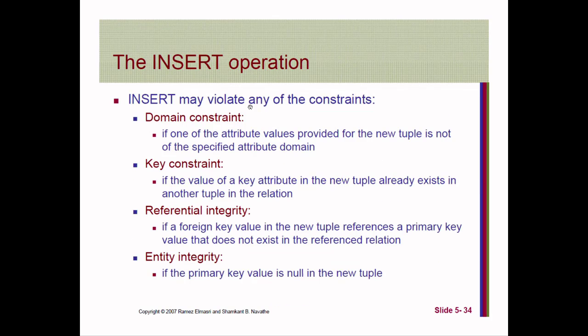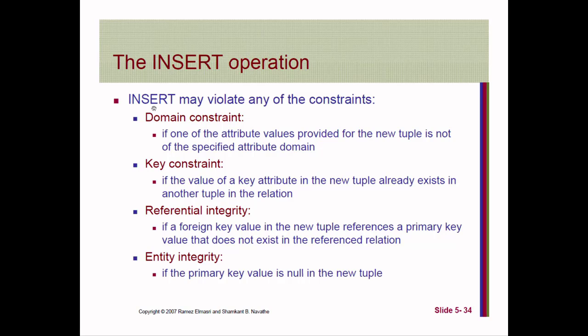So therefore, insert operation may cause a violation of all 4 constraints. So now what should the DBMS do if the insert operation is causing such a violation? The DBMS should simply cancel that insert operation, meaning the insert operation will not go through. Because if the insert operation goes through, then there will be a constraint violation, the database state will become invalid, and the relational state is never allowed to become invalid. It must always be valid.